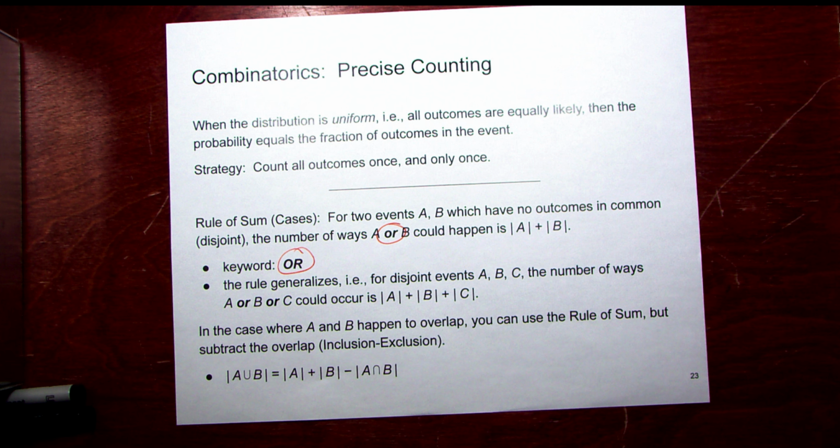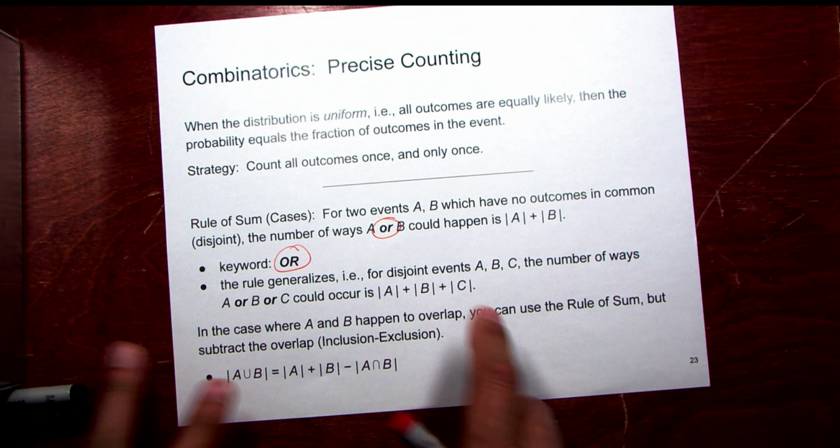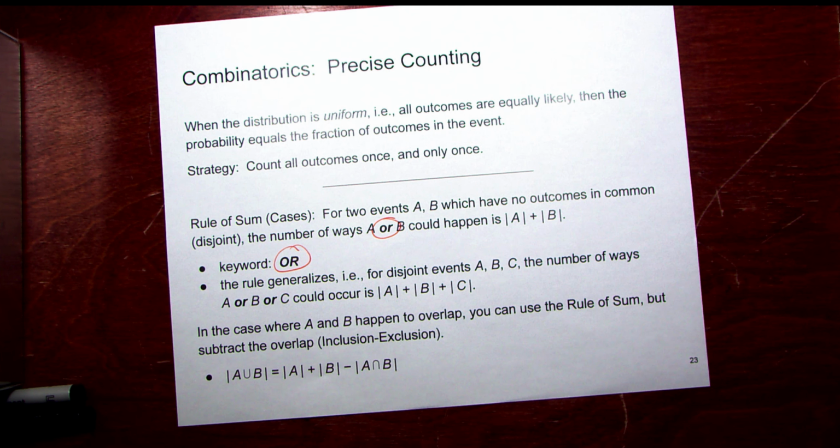So you should think about breaking it up into cases, maybe more than one. The rule generalizes to 3, 4, n cases as well. I only did A, B, C, but the number of ways A or B or C could happen is A plus B plus C. Now, there's a special case where subtraction comes into play, and we've seen how this goes for inclusion exclusion. As long as the overlap is easy to compute, you can subtract off the case where you overlapped.